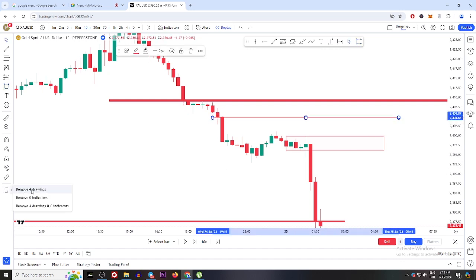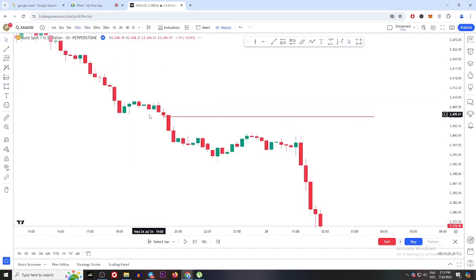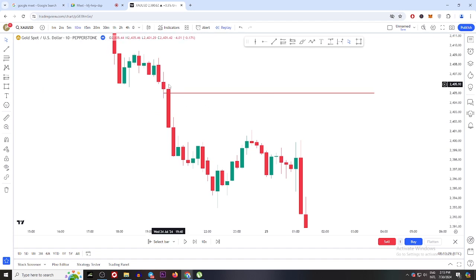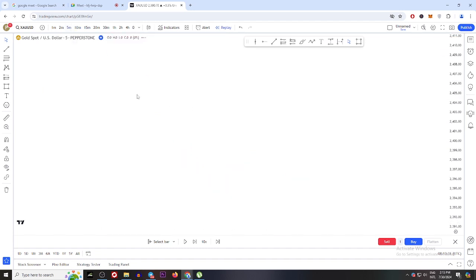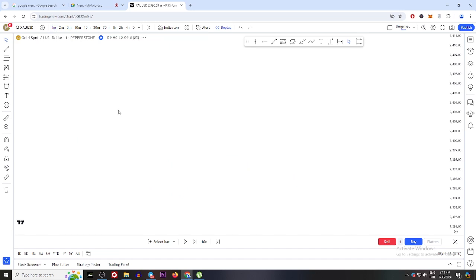Choose this area, remove everything we have. Only go for this particular area. Go to the 10-minute. Do we have anything yet? No, the gap level is still the same level, right? Let's go to the 5-minute. Do we have anything? Nothing. Go to 3 minutes. Nothing.